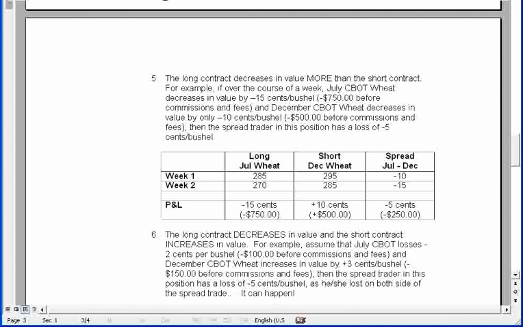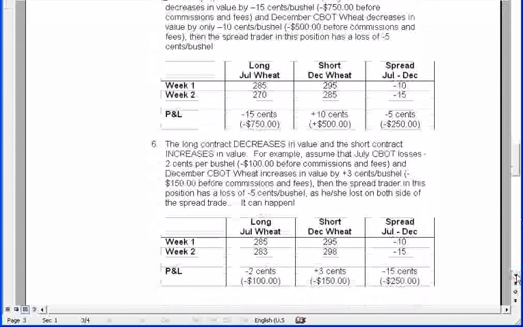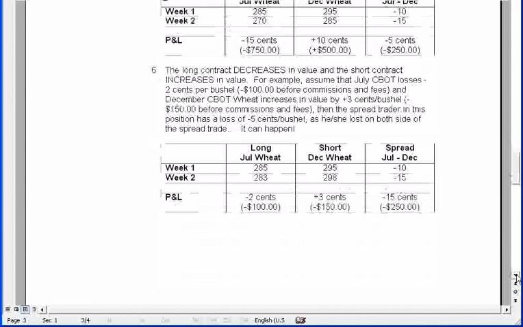Now, just like we had the four-leaf clover situation, I'm not sure what's the exact opposite of a four-leaf clover, but maybe the black cat walking under a ladder in front of us. Just as we can have, upon occasion, the one we're long goes up and the one we're short goes down, that can happen in reverse. The one we're long goes down and the one we're short goes up, and then we have a combined loss on both contracts. Not just the opposite of making all the money, we lose all the money.